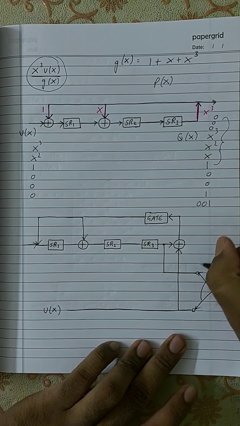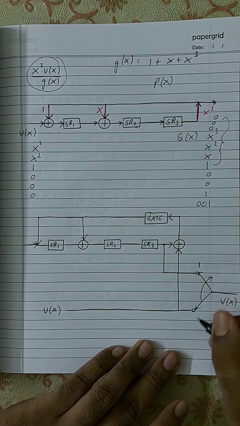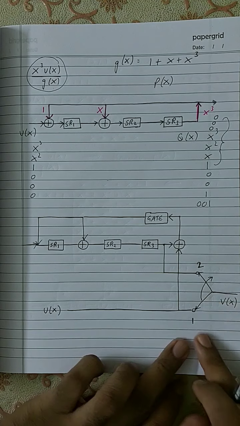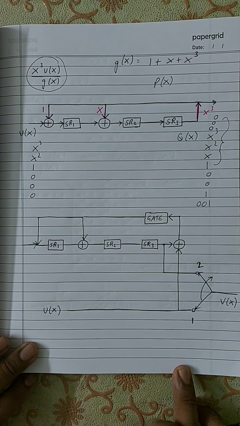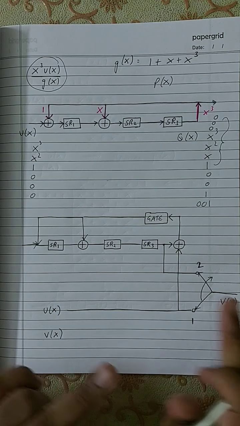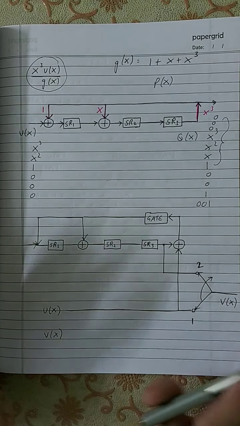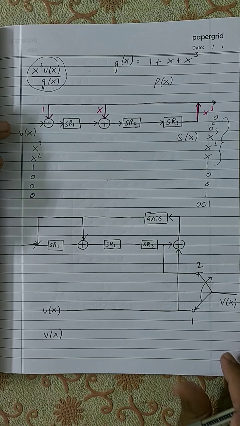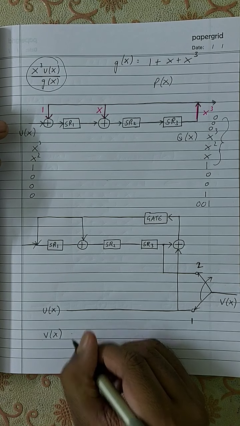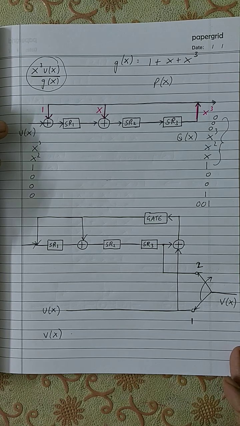First, let this be switch position 1, and let this be switch position 2. Like I said, V of X will contain both P of X and U of X, right? We know that. So the first thing V of X is going to do is receive U of X.